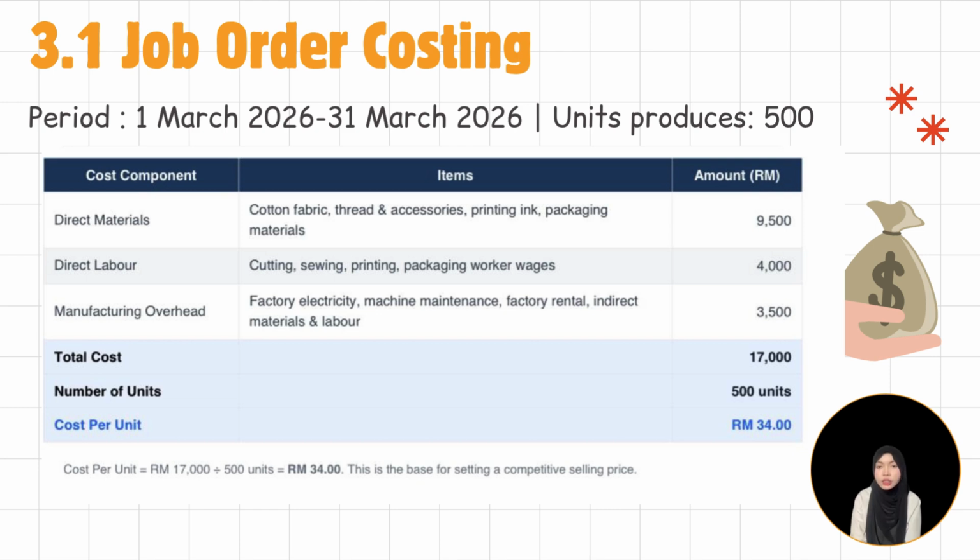Job order costing tracks the cost of each specific customer order separately. This is important for Elegant Stitch because they produce custom products like corporate uniforms and sport jerseys, where each order uses different material and labels.